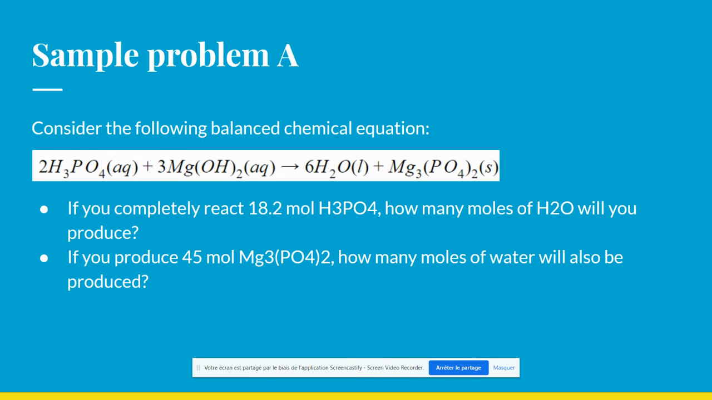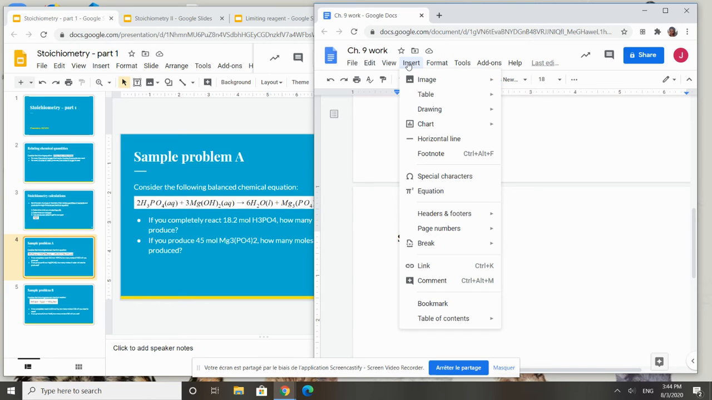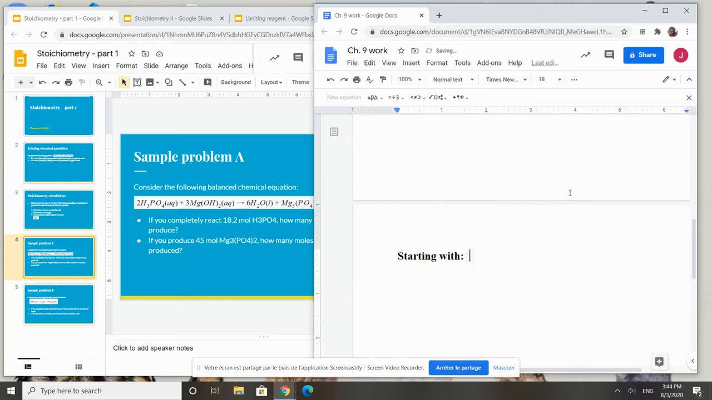All right, let's take a look at this. So I look at the question, and I'm just going to look at the first one for right now. I'm going to get to the other one in a little bit. So I look for what am I starting with? And when I say starting with, I just mean the number that I'm starting with. So look in this question, and I find where do I really have a number? So here it's going to be 18.2 moles of H3PO4.